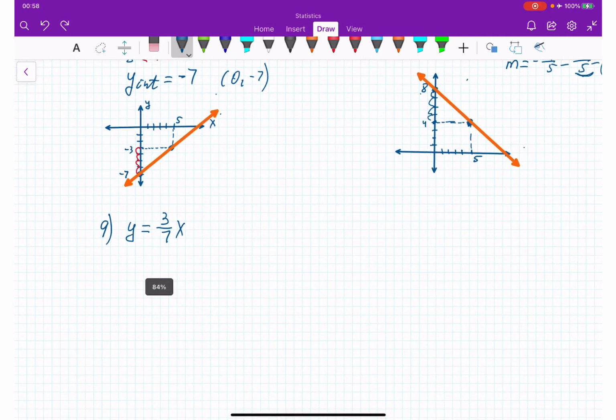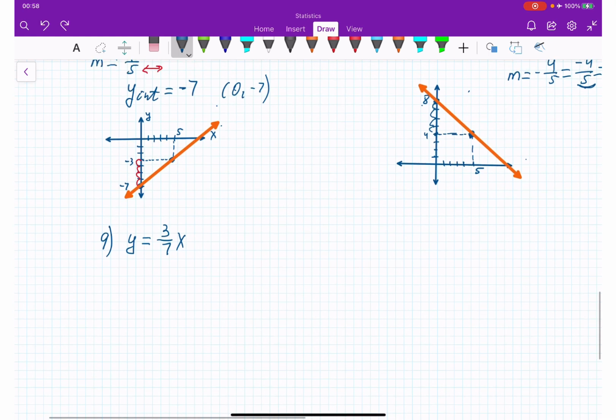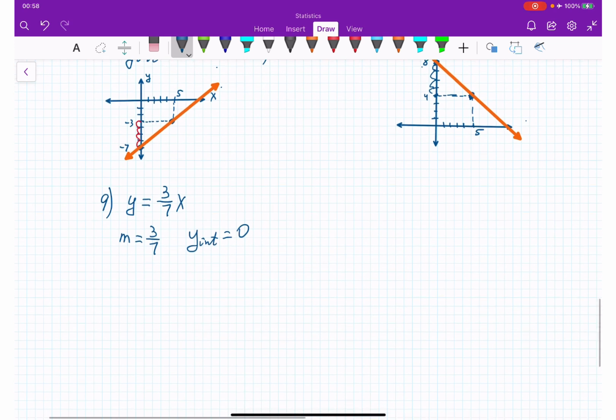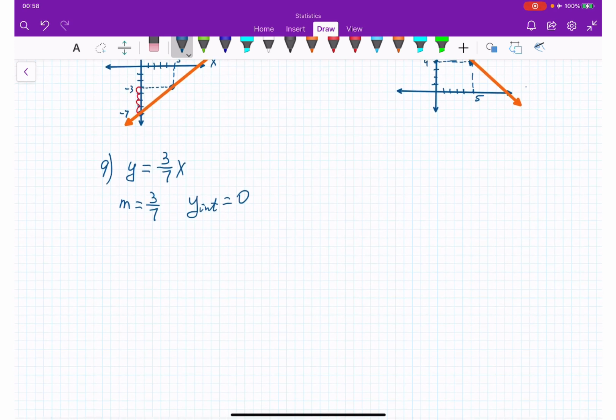Since we don't have any additional terms, that means it's 0, right? So our slope is going to be 3 over 7, and the y-intercept is going to be 0, because we don't have one. Now let's build the graph. How are we going to build the graph in this case? Very easy.